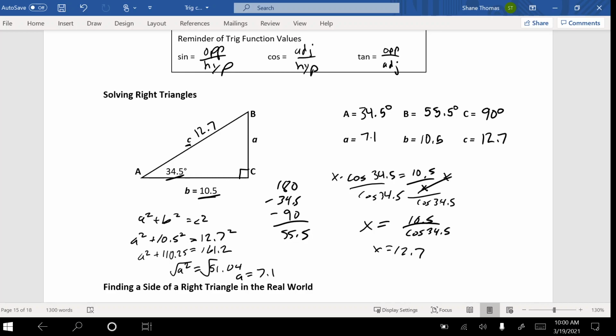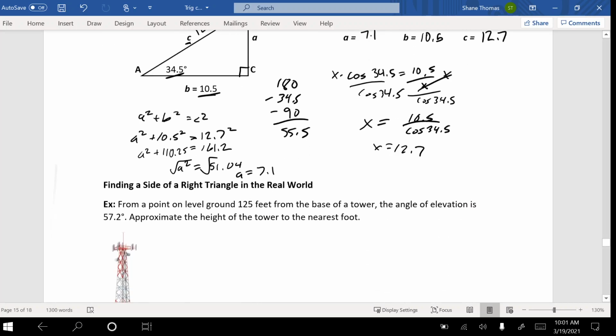7.1. All right, so there, using a trig function, using sum of interior angles, and using Pythagorean theorem, we were able to figure out all three sides and all three angles of that triangle, and we were given one side and one angle. Just figure out what you have, figure out what you need, and then decide which theorem or property you need to use for it.